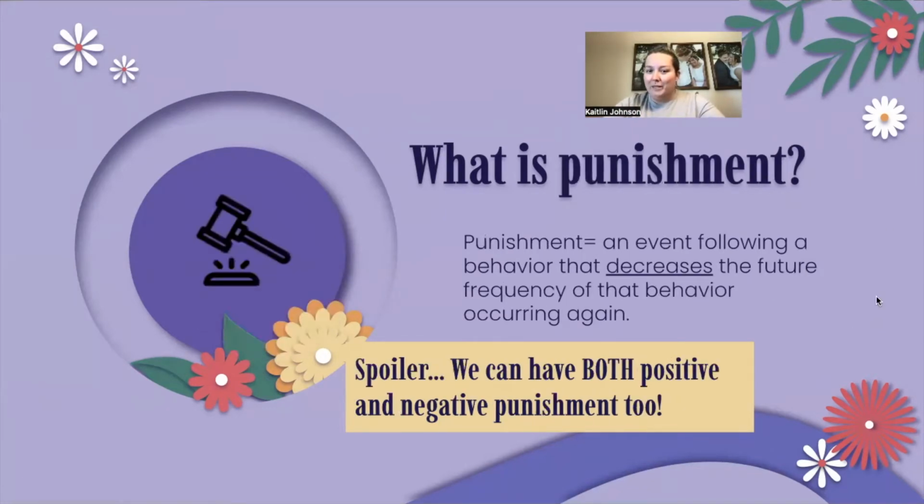Now we're going to talk about punishment. Punishment is an event following a behavior that decreases, keyword in punishment, decreases the future frequency of that behavior occurring again. So punishment will decrease a behavior. Spoiler alert, we can have both positive and negative punishment as well. Typically our brains go to negative punishment, but you can have positive punishment, which is pretty wild. So let's dive in and learn some more about positive and negative reinforcement and positive and negative punishment.